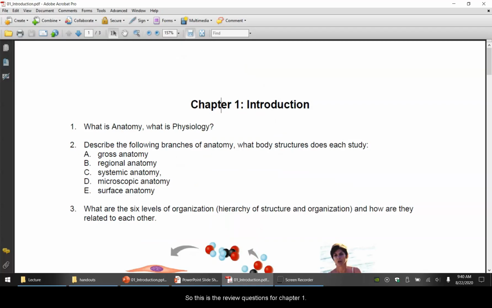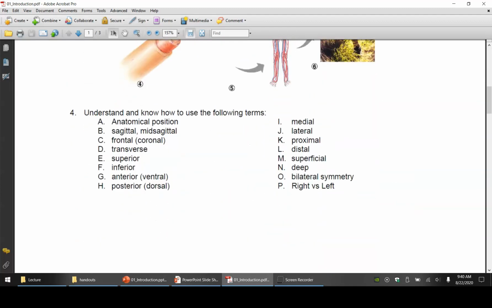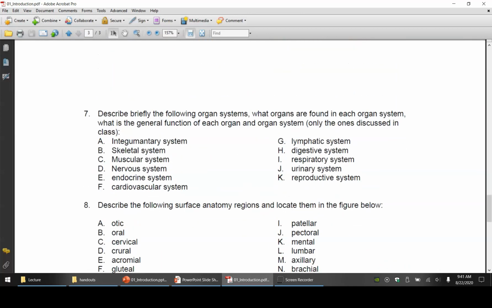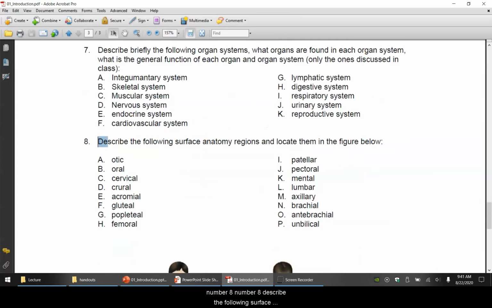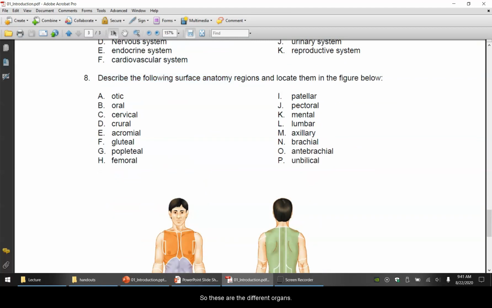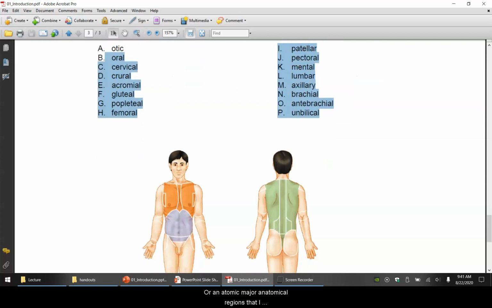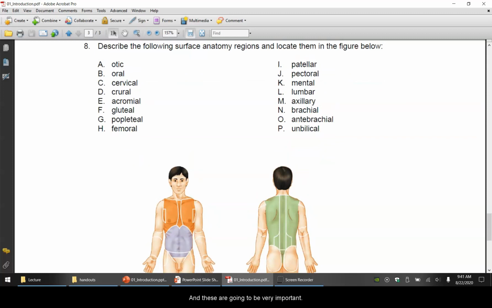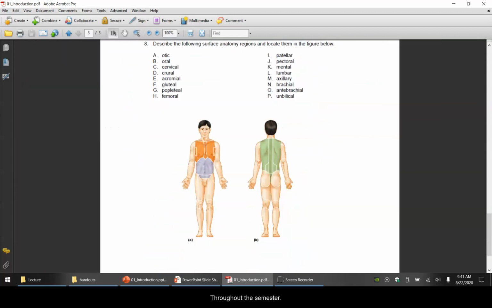So this is the review questions for chapter 1. If we scroll towards the bottom, right here, number 8, describe the following surface anatomy regions and locate them in the figure below. So these are the different organ or major anatomical regions that I want you to identify, and these are going to be very important throughout the semester.